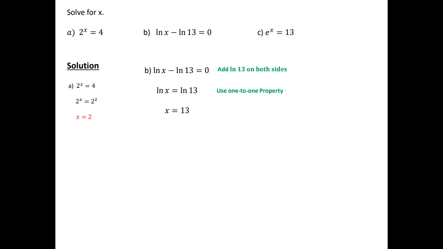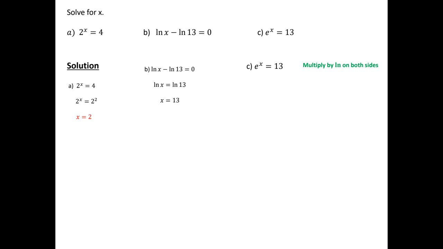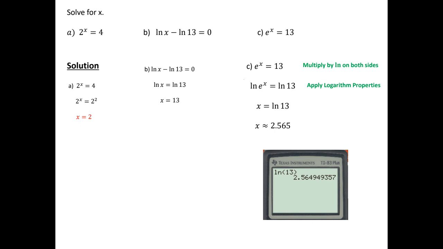Okay? So let's look at C. e to the x is equal to 13. So what I'm going to do is use my inverse property to solve for this one. I'm going to take the natural log of both sides. So the natural log of e to the x equals the natural log of 13, which will allow me to use two properties on the left. I can use what's called my power property or inverse property for logs, so this will be x times the natural log of e, but I know that the natural log of e is just 1, so this is x equals the natural log of 13.